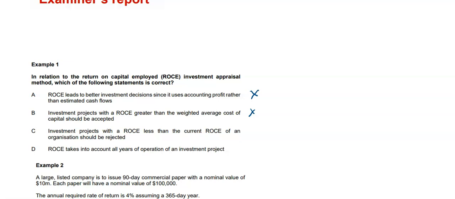ROCE takes into account all years of operation of an investment project. Yes, this is the correct one. This is the answer. D is the answer.